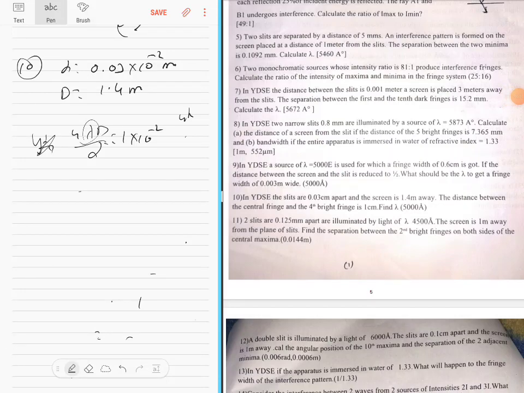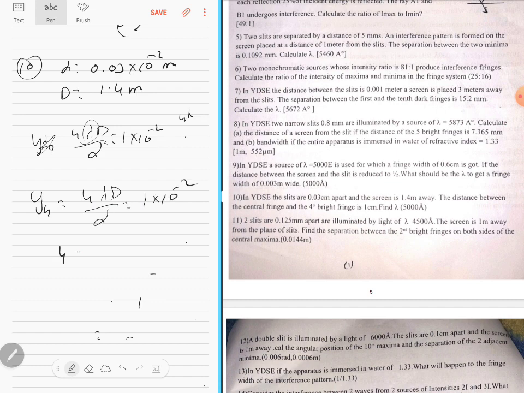Correction of a mistake in the last video. Towards the end, I told you to ignore this because of the position of the fourth bright fringe from the center. You don't have to put y4 minus y1 and all, because the distance itself is from the center, which is y4 is equal to 4 into lambda into capital D by small d, which is 1 centimeter.